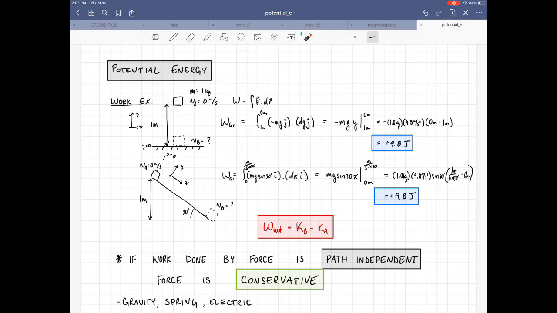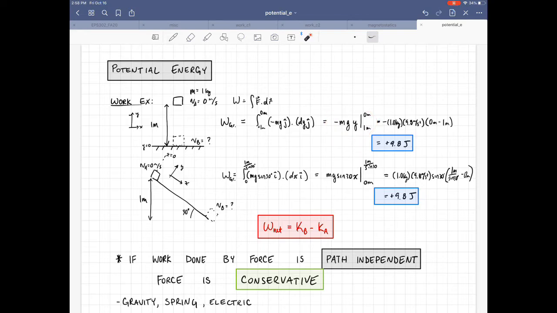The force that's being applied to the object is the force due to gravity. So that is in the minus j hat direction. It's in the negative y direction. And the magnitude is mg. And then the displacement vector, that's dy, right? We're moving in the y direction. And so this dot product then, j dot j, just gives us mg dy. And then when we integrate that, when you integrate dy, you just get y.